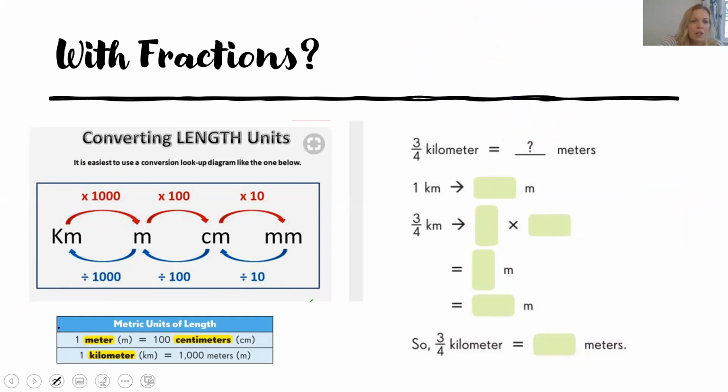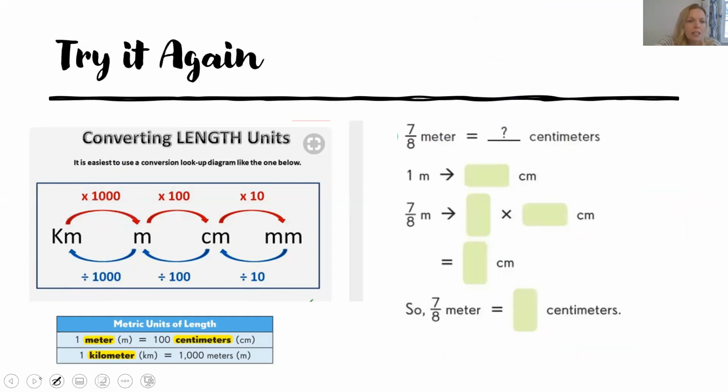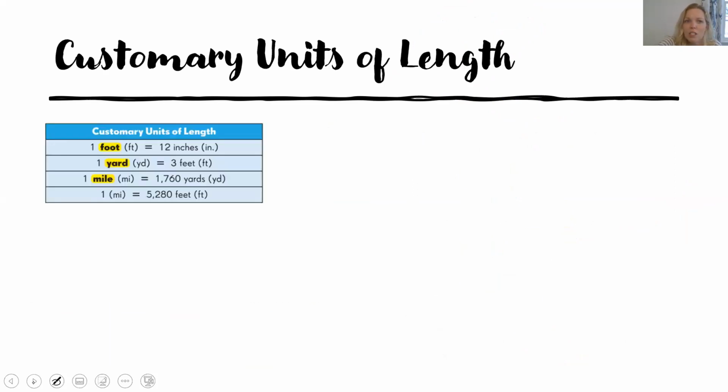Okay, so let's move to the next problem, another fraction. I'm going to skip past that. Now we're talking about the customary units of length. This is how we measure things in the United States. We need to know it. To be honest, I could not solve for it without looking at that chart. I don't expect you to memorize this. I expect you to know how to use the chart. That's what's important here.